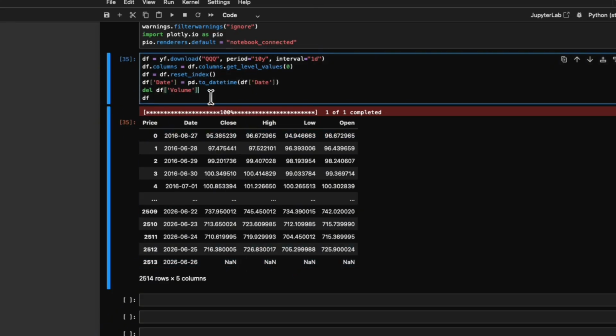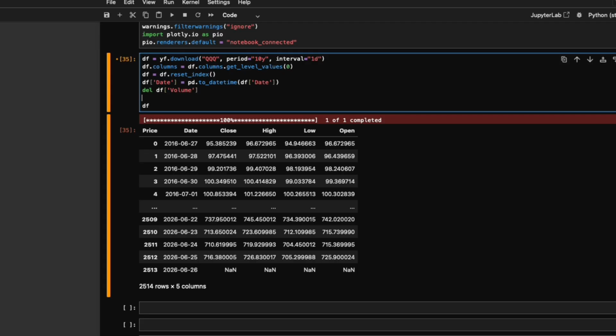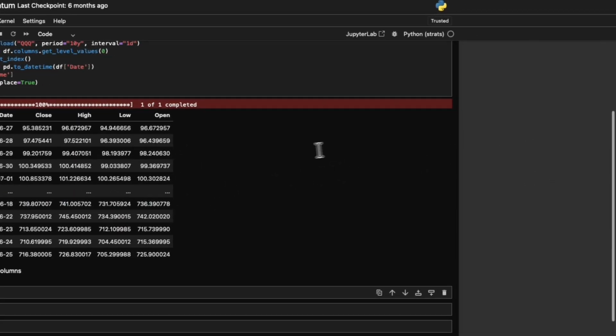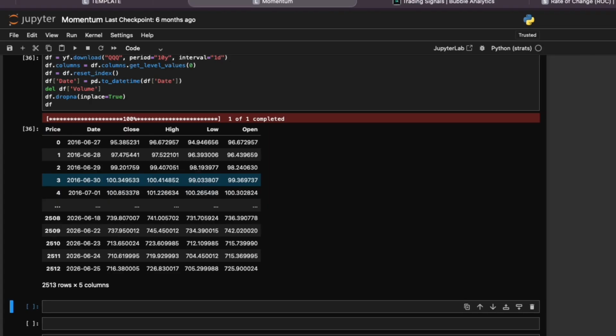So I'm just going to tidy that up by dropping the NAs. So df.dropna inplace equals true just means do it on the existing data frame and drop the NaN values. So if I run that now, that's our data in the format that is easy to read, and yeah, so we're ready to go.